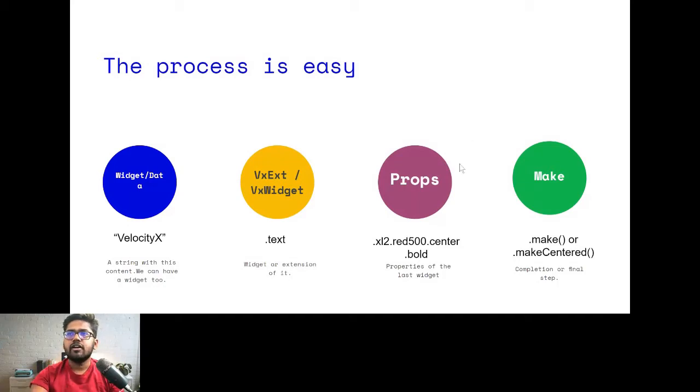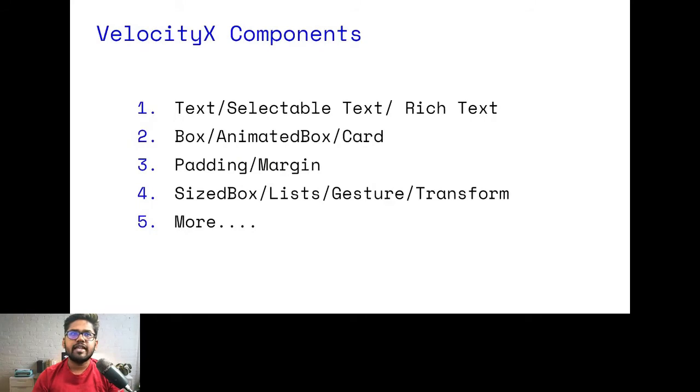And let me talk about the components. VelocityX gives you a lot of components. So you can use VelocityX for text, selectable text, rich text, whatever you want. Then similarly, you can use box, animated box. So box is nothing but container, and cards, so padding, margin, sized box, list, gesture, transform, all these things VelocityX supports as of today. And even if you want to do a lot more customizations, then also you can do. So a lot of the components are also inspired from Tailwind CSS, as I mentioned.